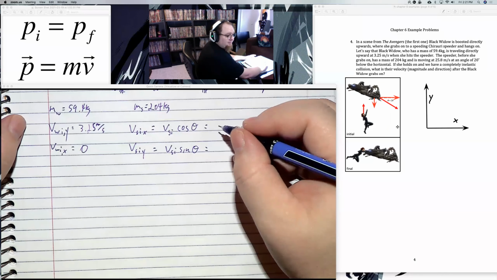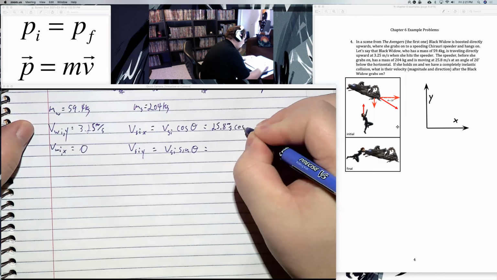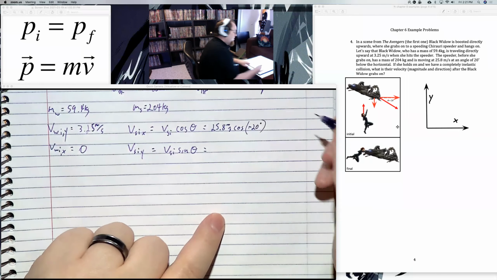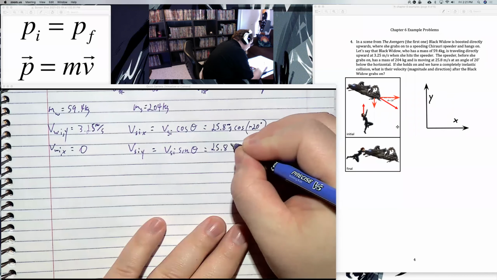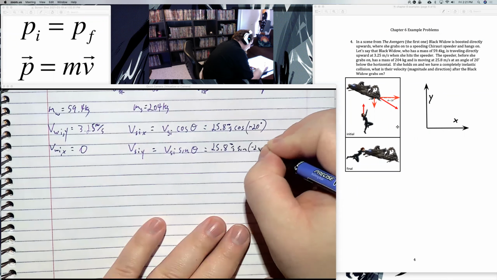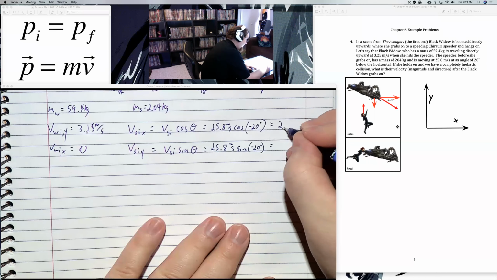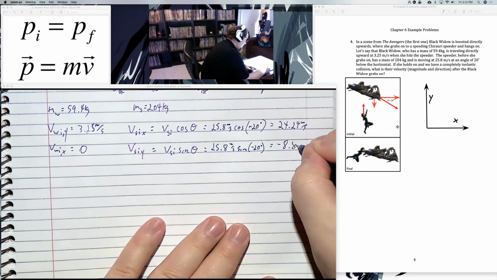which will be 25.8 meters per second cosine of, and I could do this a few different ways, but I'm just going to define this as negative 20 degrees. The reason is because it's in the opposite direction as normal. We normally define positive as going counterclockwise, and this went clockwise, so I'm just going to make it negative. And this one will be 25.8 meters per second sine of negative 20 degrees. I'll do both pieces of that math: 24.24 and negative 8.82.